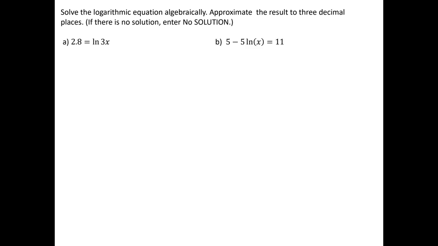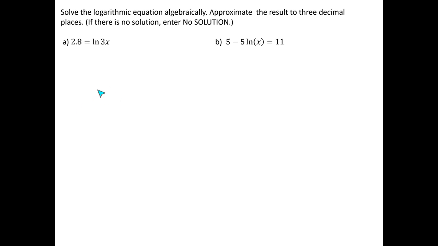Okay, what about this one? We have 2.8 is equal to natural log of 3 times x. So we're going to change it to exponential form. So natural log can be written as log e of 3x. So my base is e. The log is equal to 2.8.